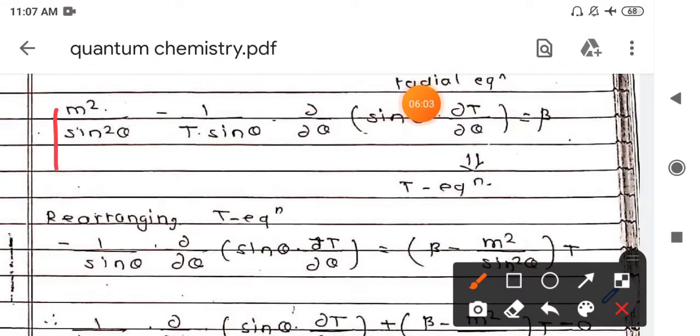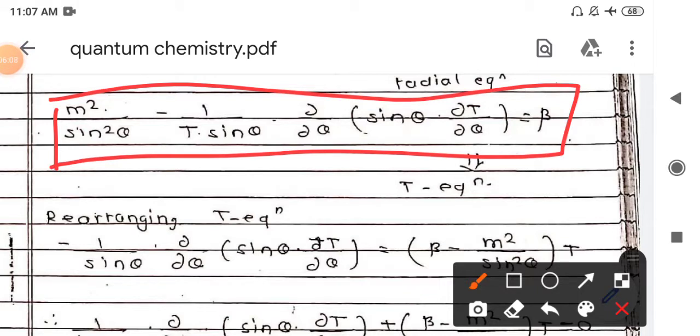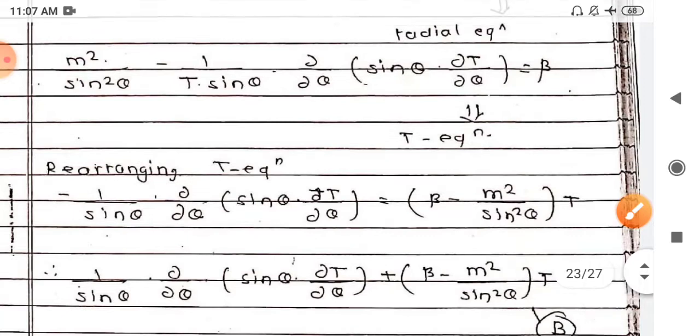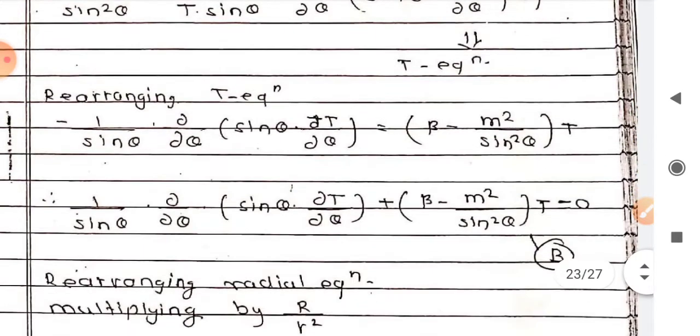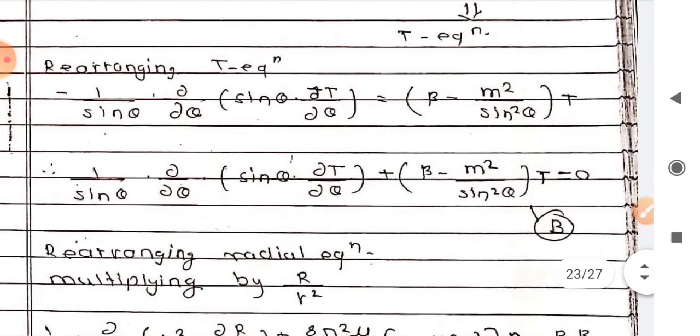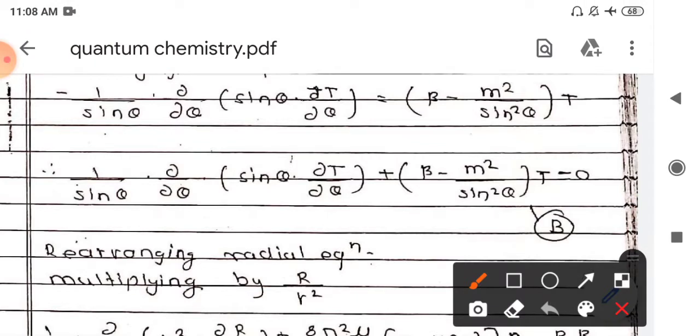m square sine square theta minus 1 upon T sine theta into d by d theta into sine theta dT upon d theta is equal to beta. So we have obtained the three separate variables for r, t and f, and we have to solve each of these equations one by one. For the t equation, again we will try to simplify that equation. So how can we simplify?